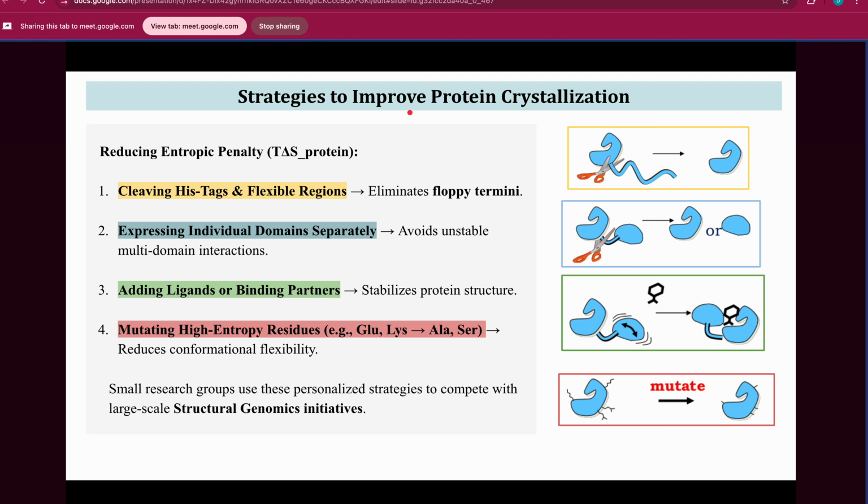Now we will talk about the strategies to improve protein crystallization. So till now we have seen how protein crystallization takes place and why it is important, and now we will talk about how we can improve it. The main thing is to reduce the entropic penalty.